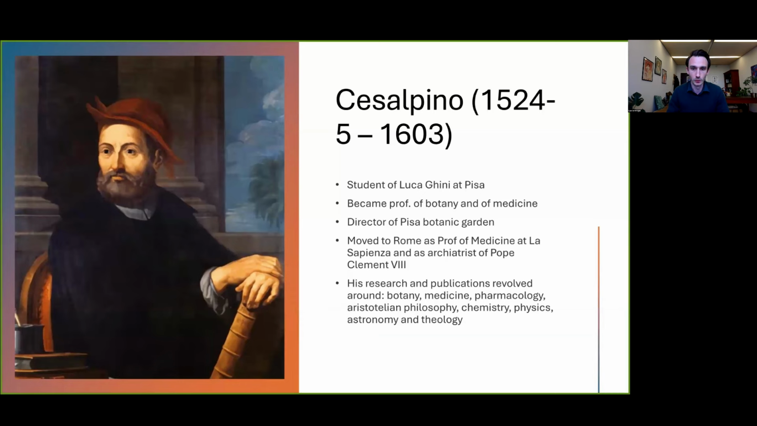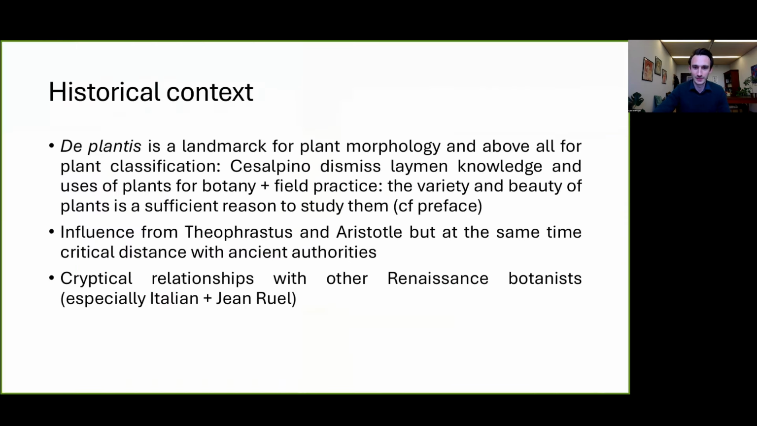His research and publication revolved around botany, of course. This is the topic of the day, but also medicine, pharmacology, Aristotelian philosophy, chemistry, physics, astronomy, and theology. Next slide, please. So the historical context of De Plantis is important to better understand the scope and the stakes of this book. This is a landmark for plant morphology in the history of botany. And above all, this is a very important book for plant classification.